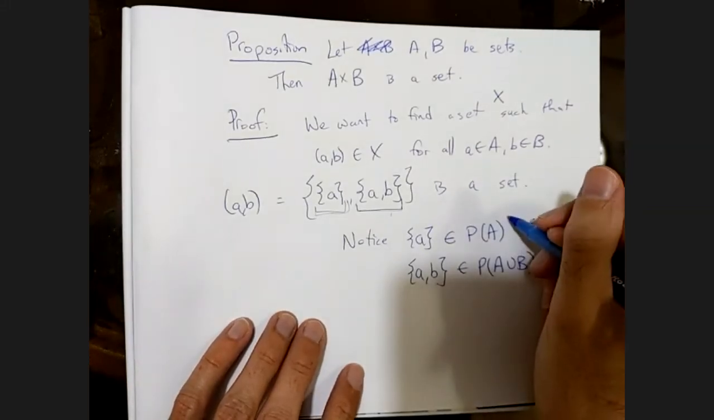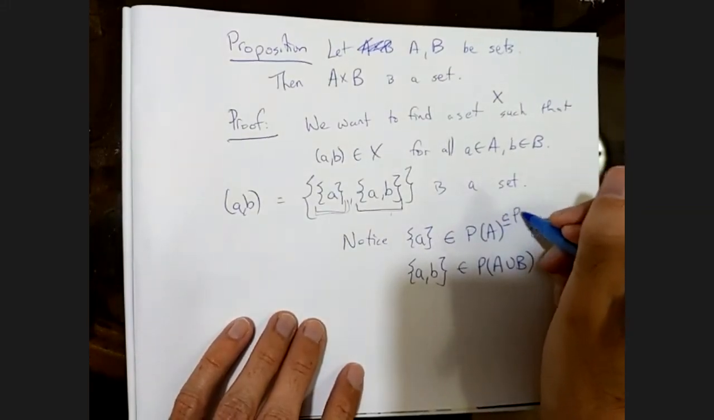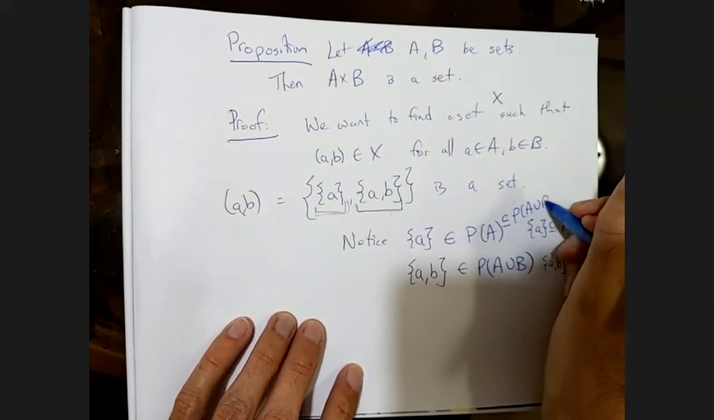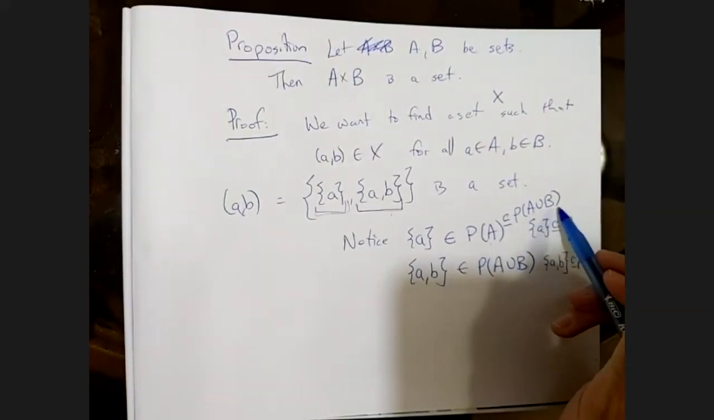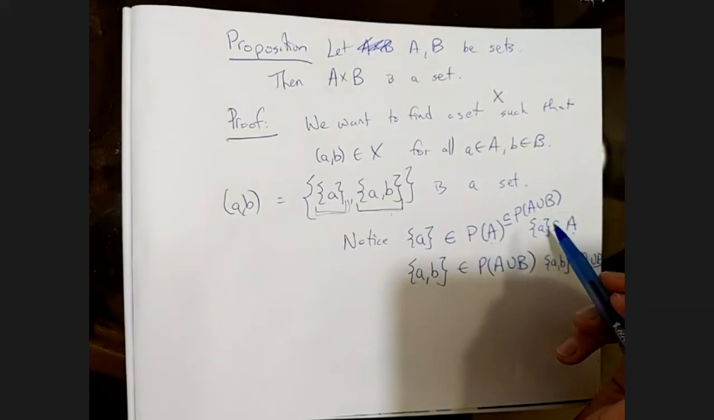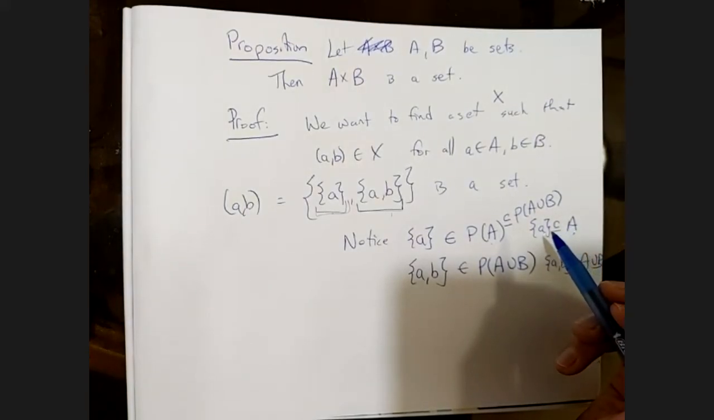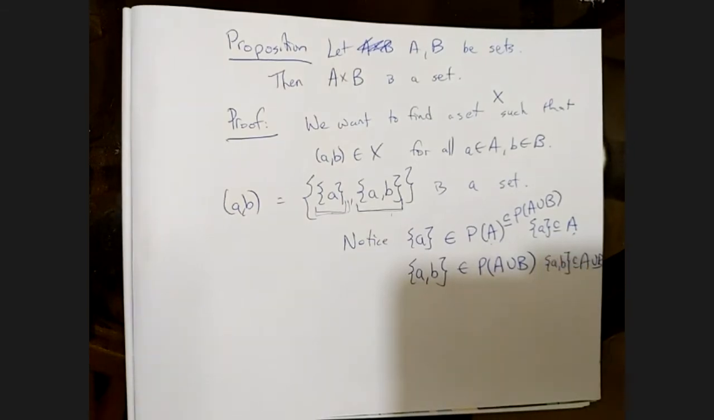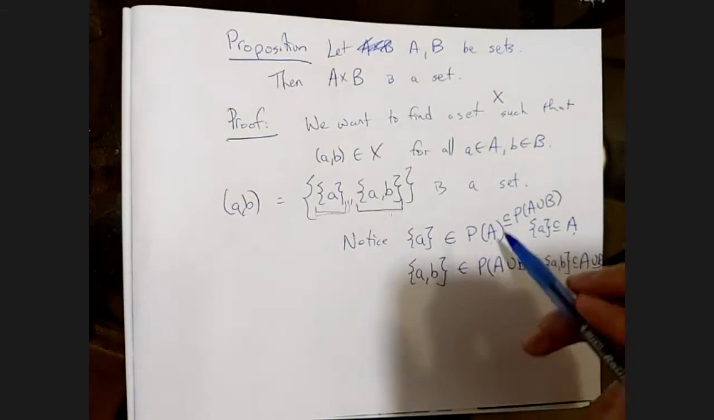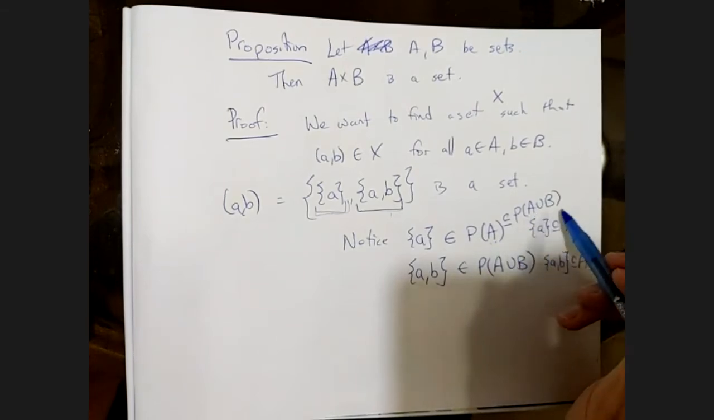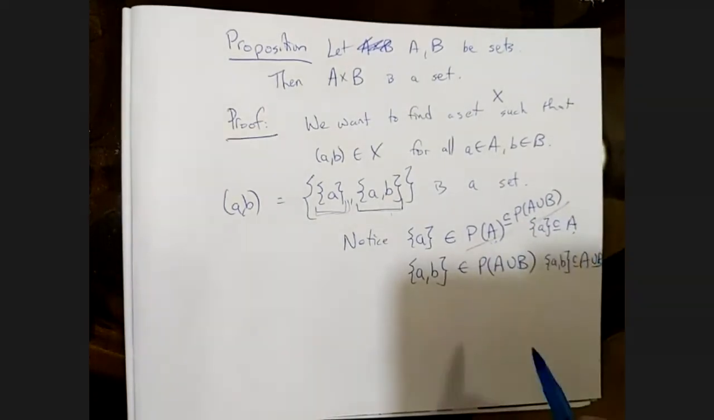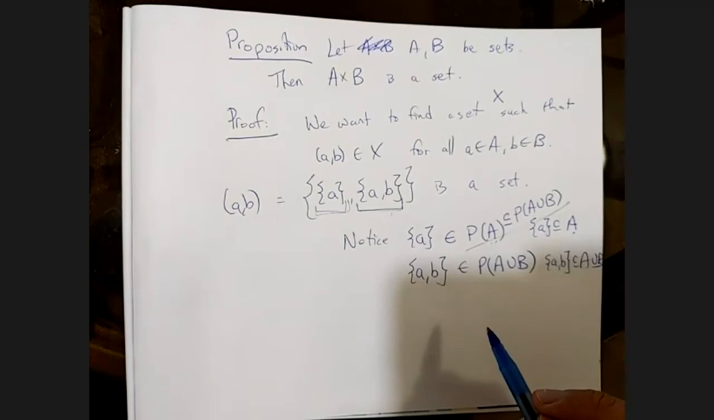Furthermore, the power set of A is contained in the power set of A union B, because any subset of A is also a subset of A union B. So that tells you that all the elements of the power set of A are also elements of the power set of A union B. So that establishes this.